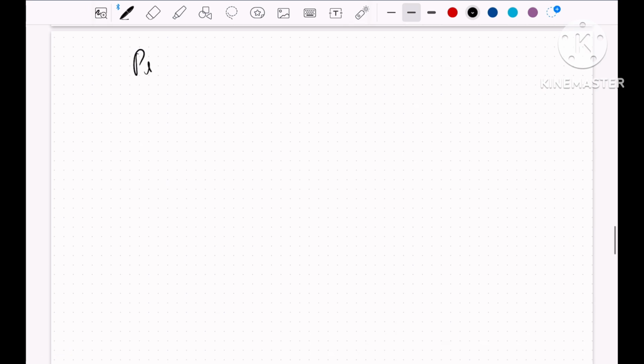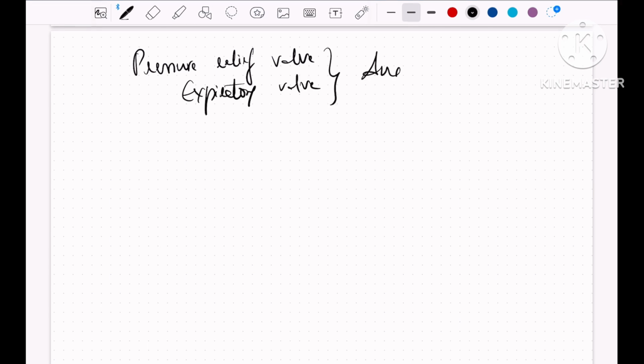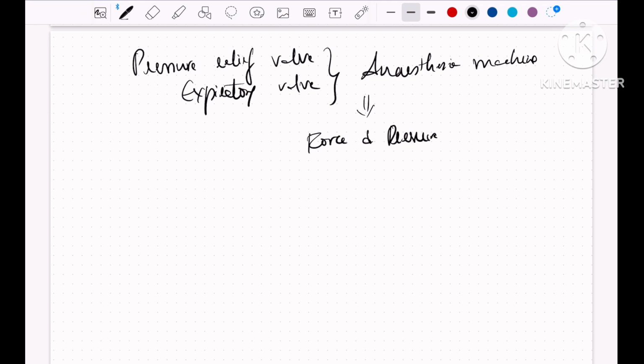Pressure relief valves and expiratory valves of the anesthesia machine work on the simple balance between the force and pressure exerted over an area.